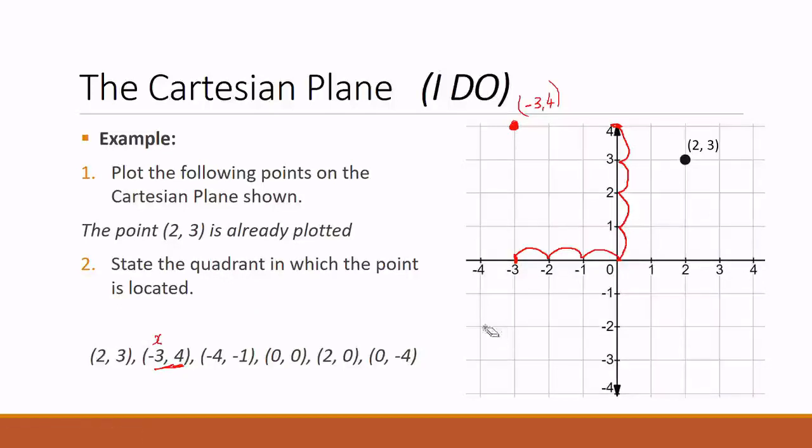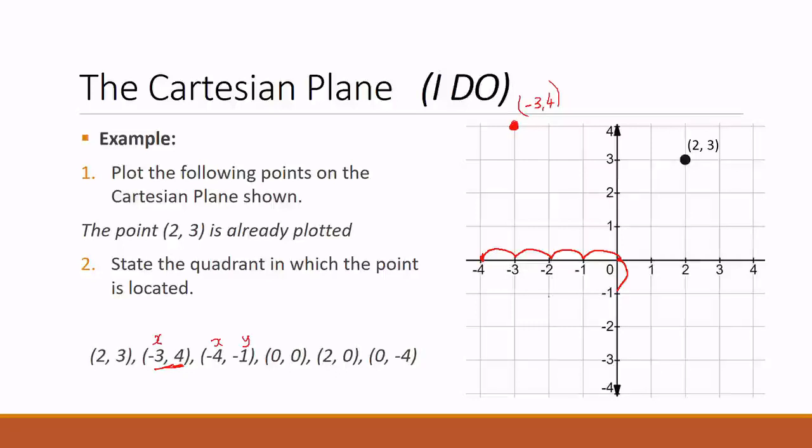If I look at the next coordinate, which is -4, -1, again, starting at the origin, this time I come across -4 in the x direction. So there's -1, -2, -3, and there's -4. And this time I actually come down -1 in the y direction. So there was my x value and there was my y value.